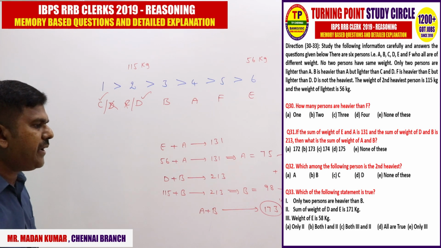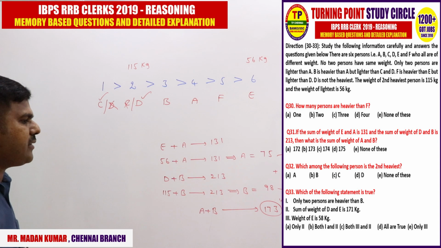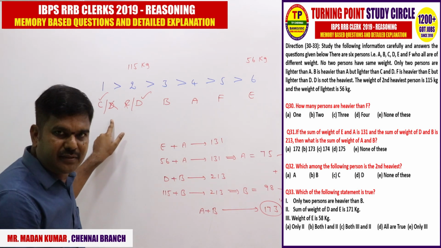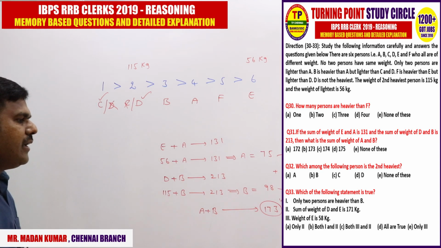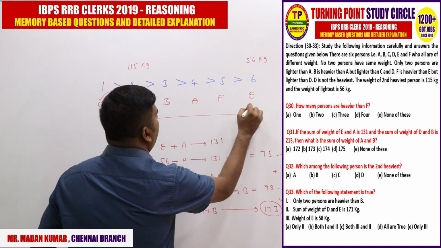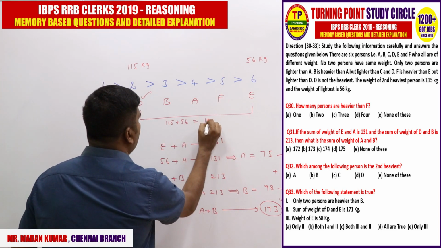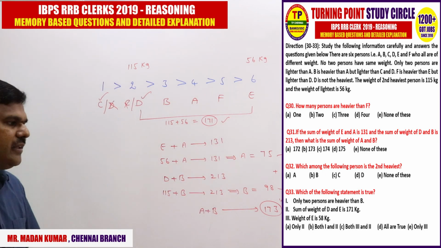Which of the following statements is true? What is the first one? Only two persons are heavier than B. Heavier than B, only two persons are there. Yes, it is true, right? Yes, the first one is the right answer. What is the second one? Sum of weight of D and E is 171. D and E, how much is there? 115 plus 56, how much? 171. This is also true, right? Second one is also true.